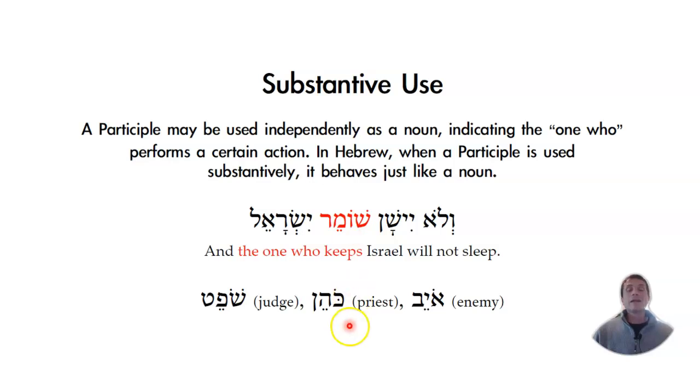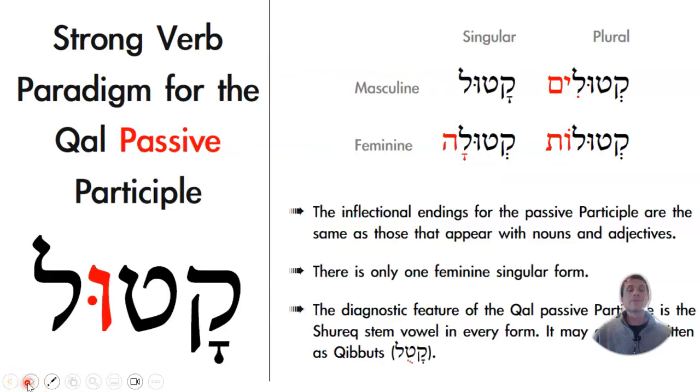And then finally, there are some participles that are used so regularly as a noun that they got grammaticalized and function just like nouns in Hebrew. Like oyev, that's the word for enemy. Notice how that looks like a participle pointing. That's because historically it was a participle, but in biblical Hebrew it's turned into a noun. Oyev, enemy. Kohen is priest. And shofet is judge. Just a couple examples of that.